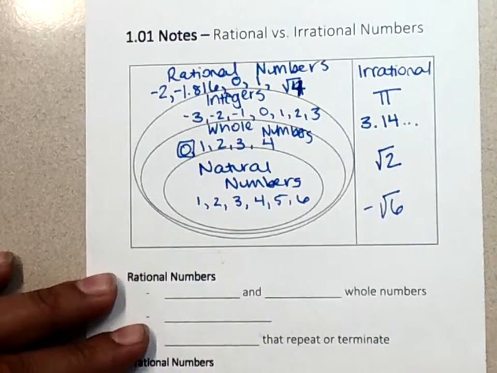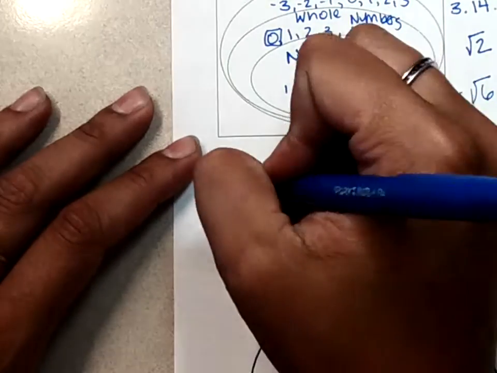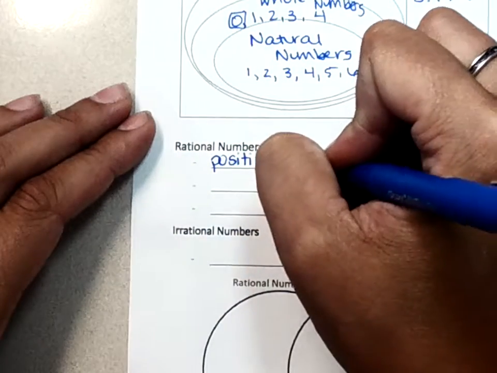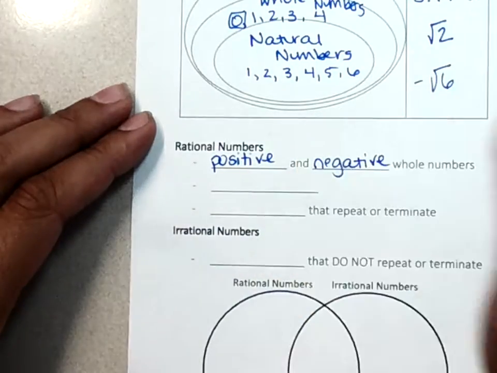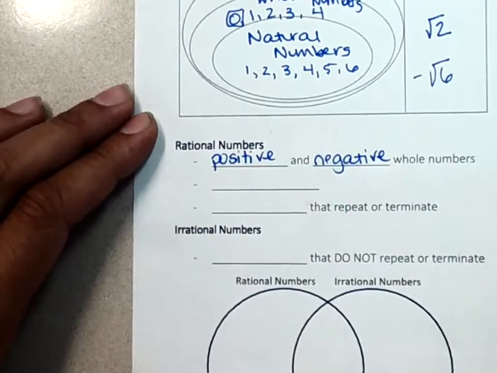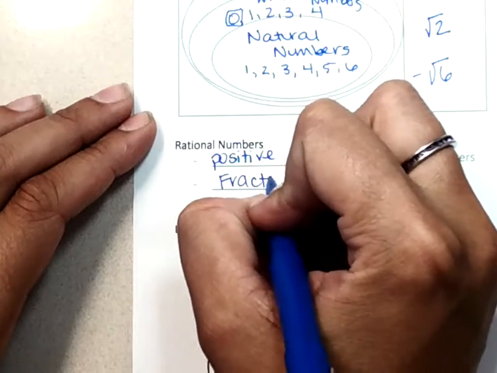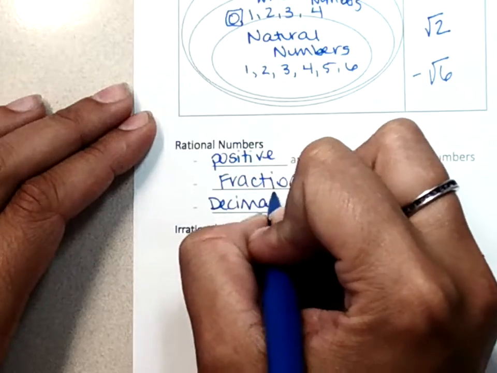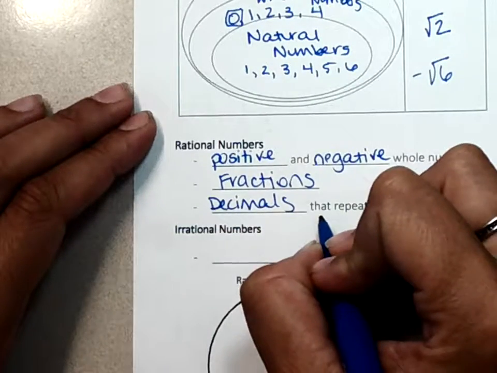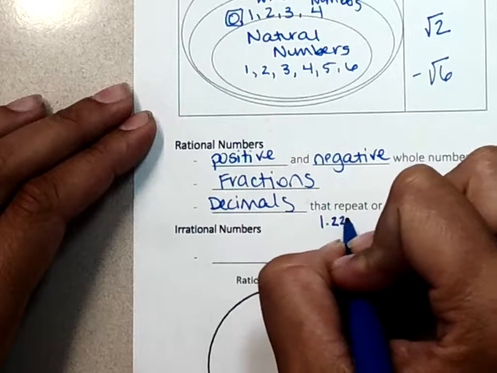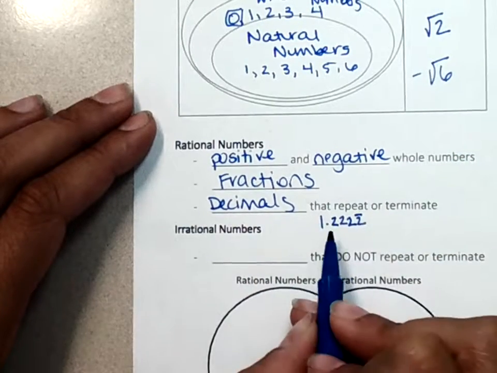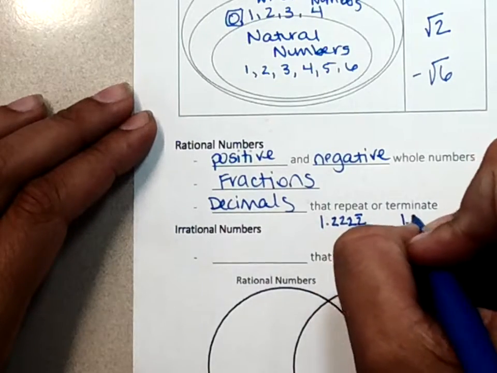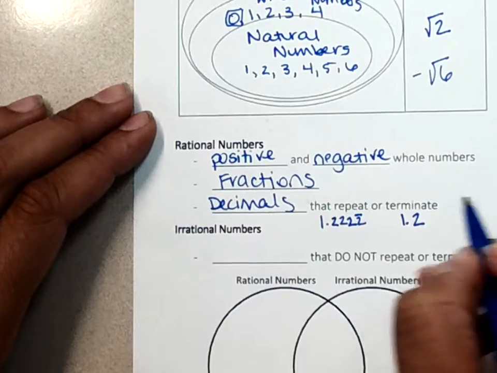So to summarize, rational numbers are positive and negative whole numbers. They are also fractions, and they are decimals that repeat. For example, 1.2222 with the repeat symbol over the top to show that it's repeating, or decimals that terminate, such as 1.2. Terminate means to end.